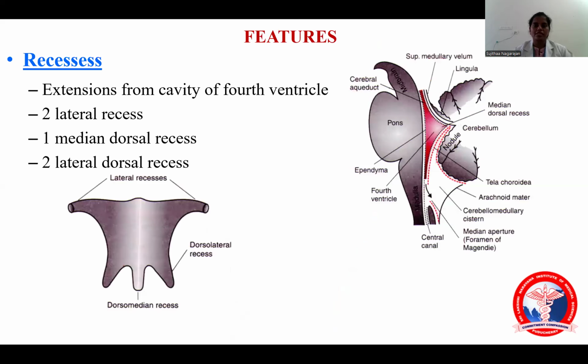Moving on to the recesses of the fourth ventricle. Recesses are the extensions from the cavity of the fourth ventricle. There are two lateral recesses, one median dorsal recess, and two lateral dorsal recesses. So we can see two lateral recesses, one dorsomedian recess, and two dorsolateral recesses. These are the recesses of the fourth ventricle.